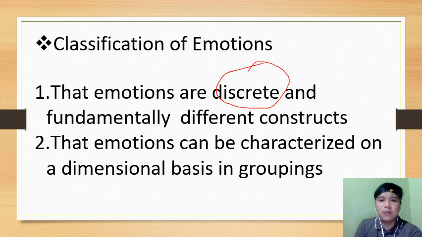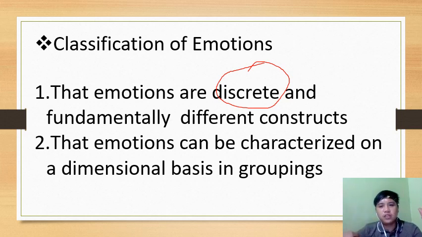Okay, the second one is emotions can be characterized on a dimensional basis in groupings. Di ba kanina nasabi natin yung varied emotions? We can regulate emotions in a varied way. Second one, emotions are grouped, nagugrupo. Nalilabel sila. From pleasurable versus unpleasurable. For example, group 1, from pleasurable to unpleasurable. Second one, group 2, arousing or subduing. Third group is strain or relaxation. So from the positive into the negative.